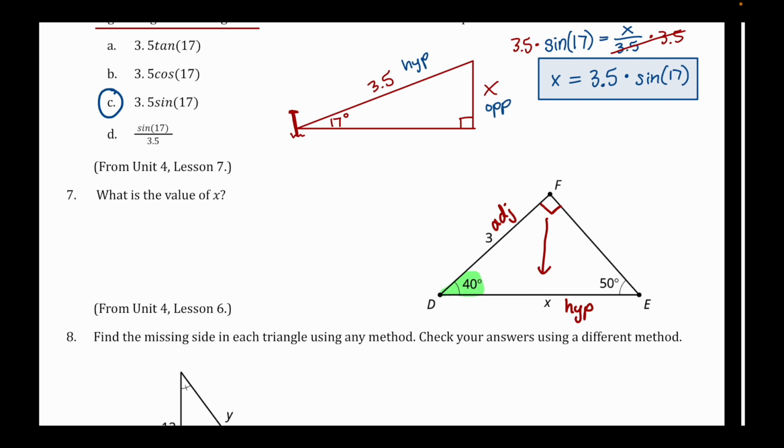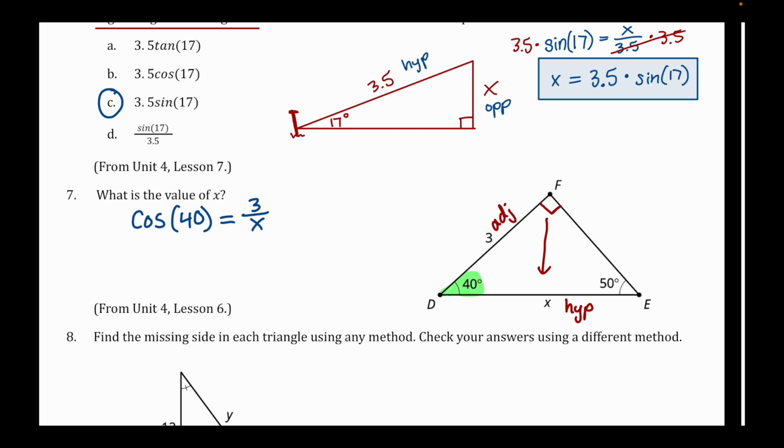You can still do this question if you use the 50 degrees. It's just now that this is going to be the opposite, and so you would do the sine of 50 degrees and use 3 and x. So I'm going to say that the cosine of 40 is equal to adjacent over hypotenuse, so 3 over x.